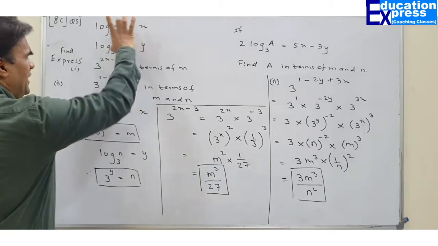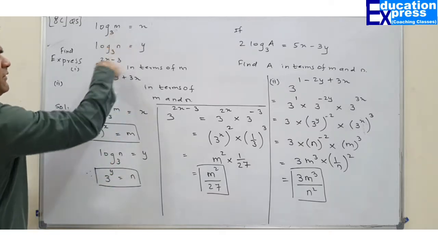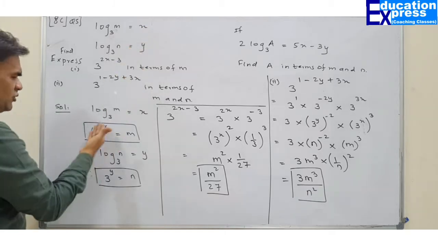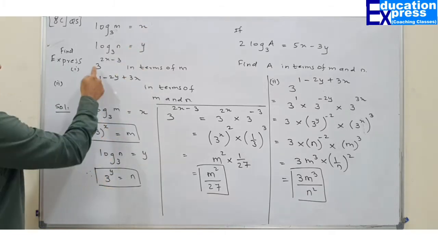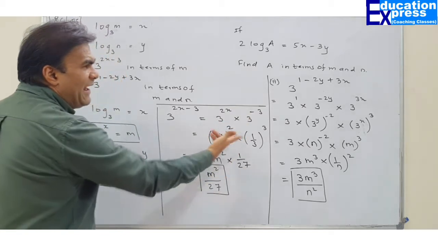First, convert the logarithm form into the exponential form to find out the relationship between the various variables. The variables would be m, n, x, y. So we have done that job over here. Then whatever we have to find, convert that into the simpler form and substitute their values.